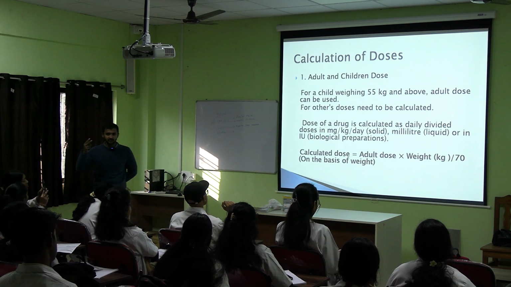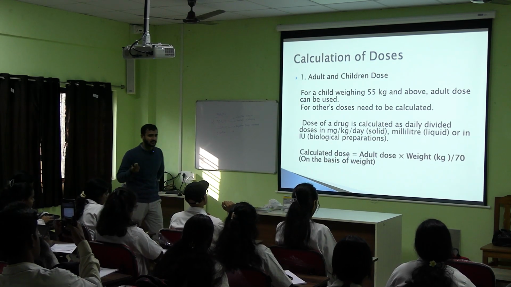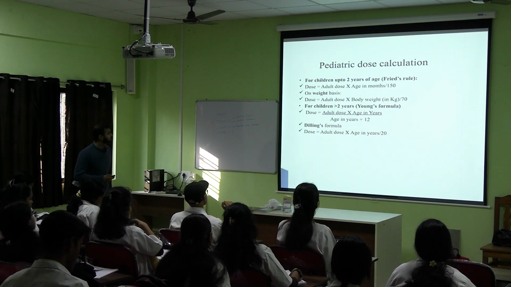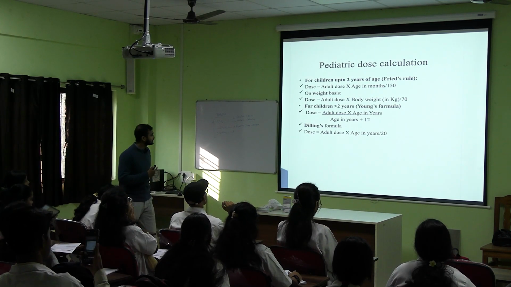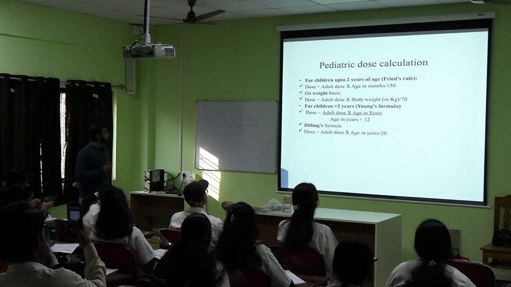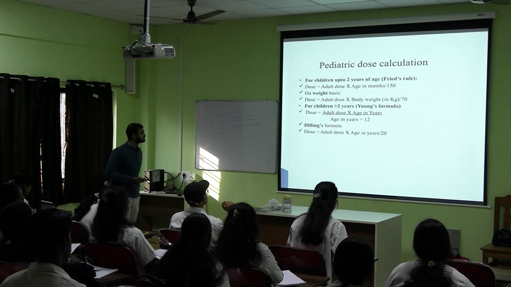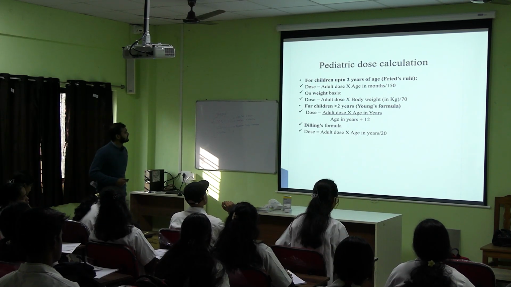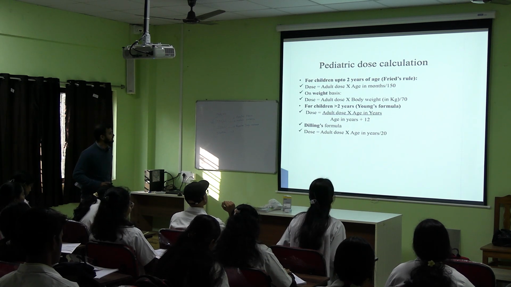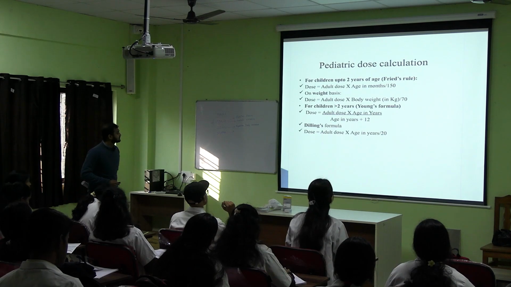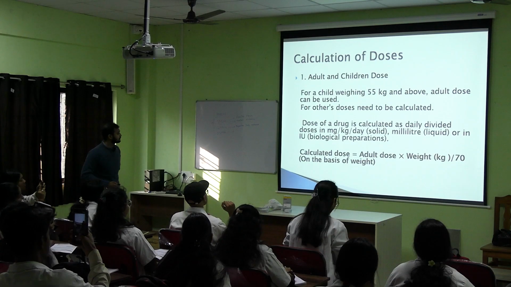In pediatric groups we use two formulas, Fried's formula, and one more formula, we forgot, Young's formula. These two formulas we used. So for pediatric patients we use these two formulas: adult dose multiplied by age in months, then on the basis of body weight, adult dose multiplied by body weight in kgs divided by 70. Here 70 is the ideal weight. So these were the formulas for calculating the dose.